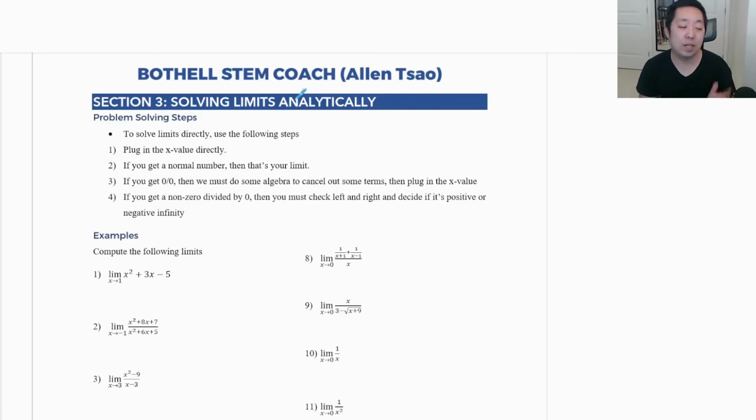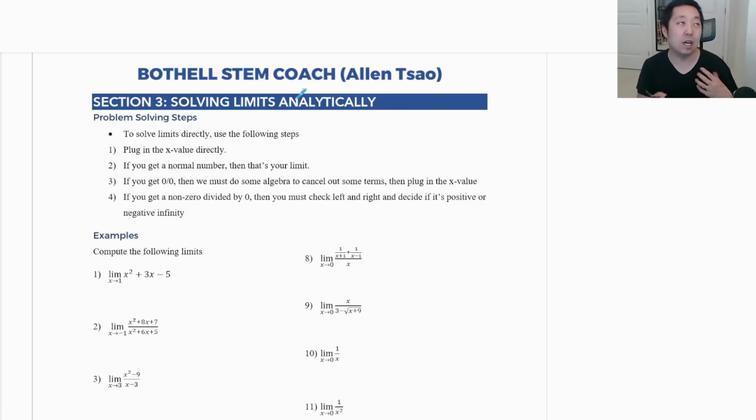So first step, I'm just going to plug in the value of x into the function. If I get a number, usually fine. That's your limit. If I get 0 over 0, I have to do some kind of manipulation to cancel out some terms. So I have to do some algebra. We call 0 over 0 kind of an indeterminate form.